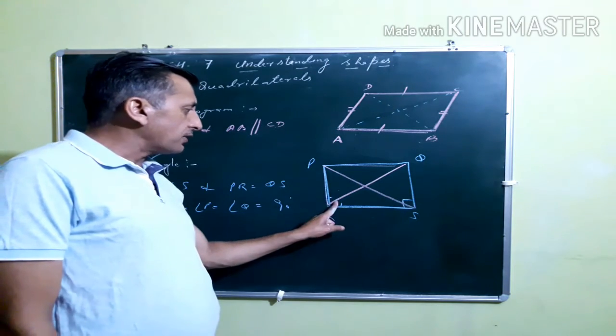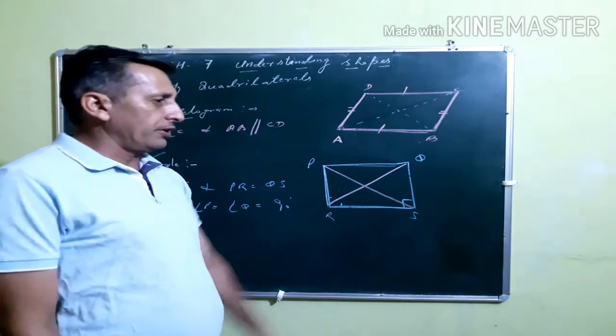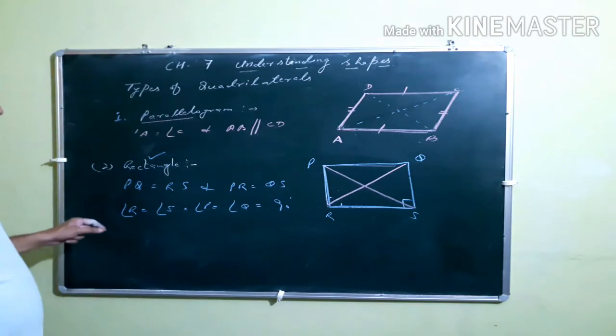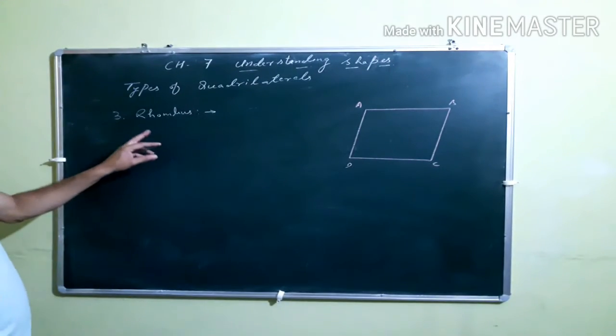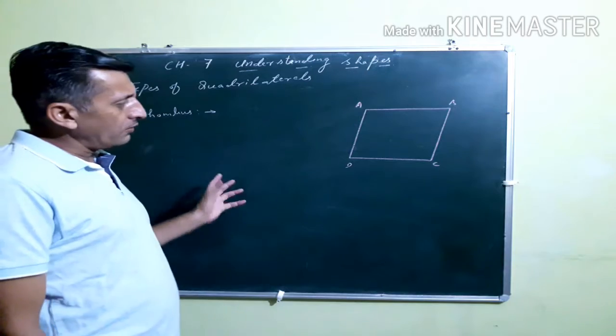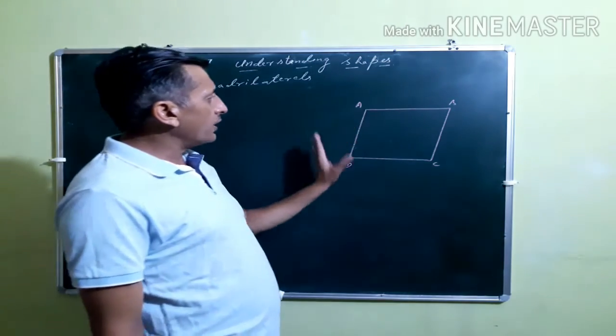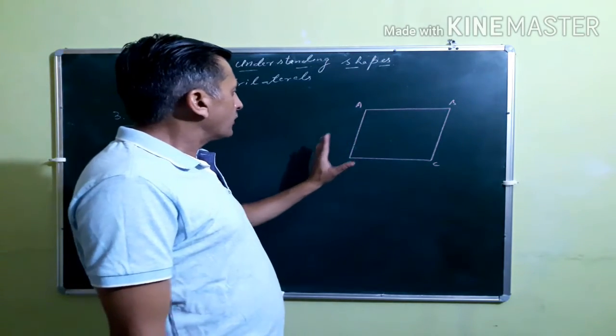Yes, it is compulsory that each angle is equal to 90 degrees. So these are the two types of quadrilateral. After this, the third is your rhombus. Now, what is a rhombus? A rhombus is once again a quadrilateral. Okay, this is a quadrilateral.